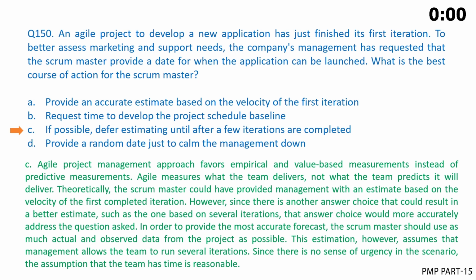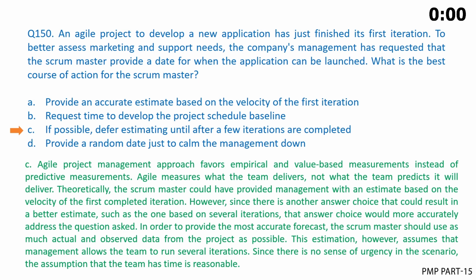The correct answer is C. Agile project management approach favors empirical and value-based measurements instead of predictive measurements. Agile measures what the team delivers, not what the team predicts it will deliver. Theoretically, the Scrum Master could have provided management with an estimate based on the velocity of the first completed iteration.